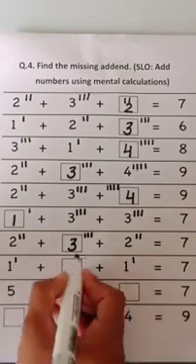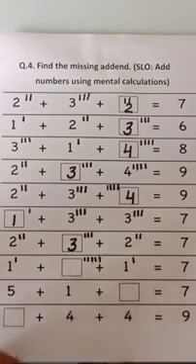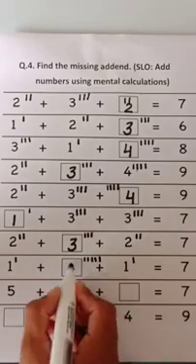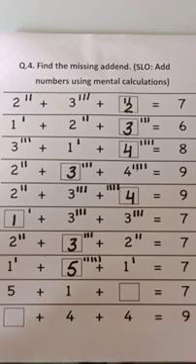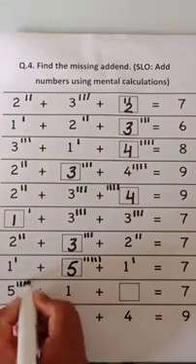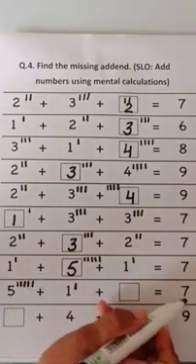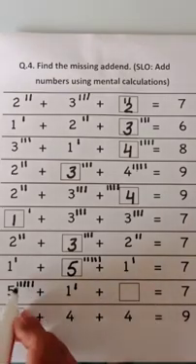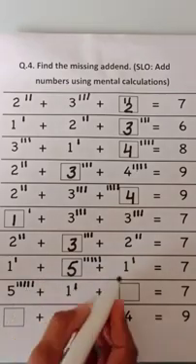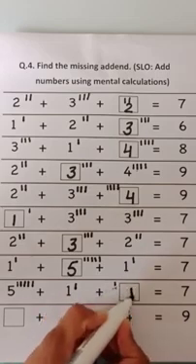1, 2, 3, 4, 5, 6, 7. How many lines have we drawn here? 1, 2, 3, 4, 5. So the number is 5. Here we have 5, so I'll draw 5 lines. 1, and we have to make it equal to 7. Let's count them. 1, 2, 3, 4, 5, 6, 7. I have to draw 1 line, so it means the number is 1.